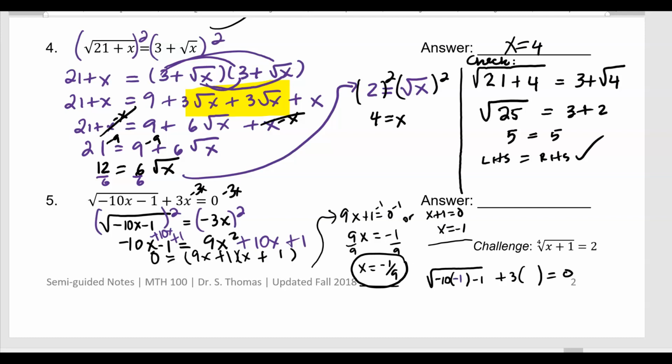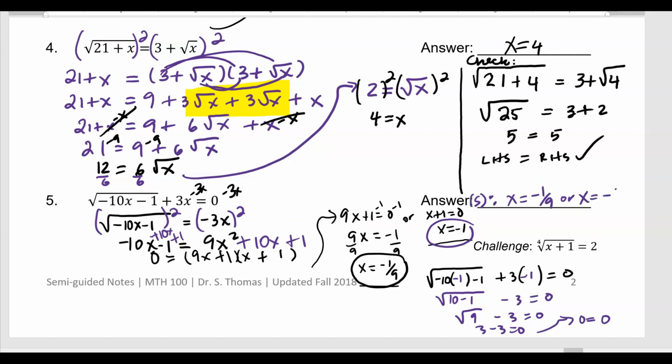So you plug in negative 1 here. You get the square root of 10 minus 1 minus 3 equals 0. Square root of 10 minus 1 is 9. Minus 3 equals 0. So you get 3 minus 3 equals 0, which is 0 equals 0. So it checks out as well. So here you have answers because you have x equals negative 1/9 or x equals negative 1. Both of those actually work. So in this case, you had two solutions.